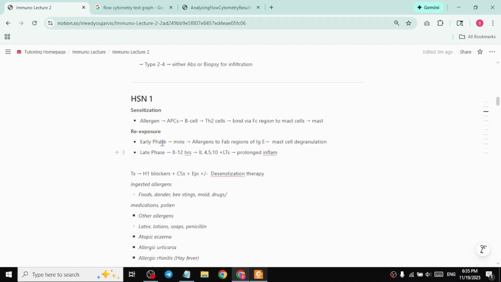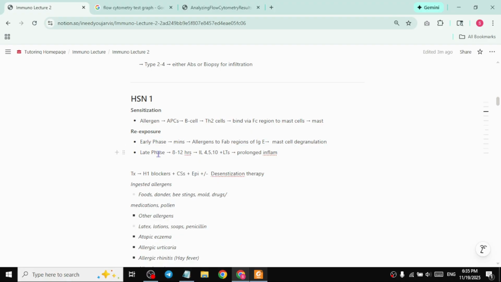In re-exposure phase, you have two phases. You have either early phase or the late phase. In early phase, within minutes, you're going to start to see massive IgE flooding from the Th2 cells, right? And mast cells will undergo degranulation because of that. Okay, so that is the early phase.